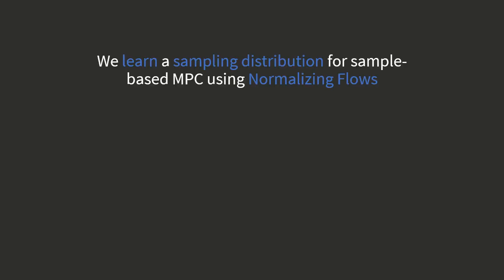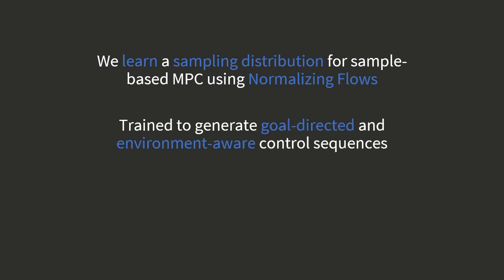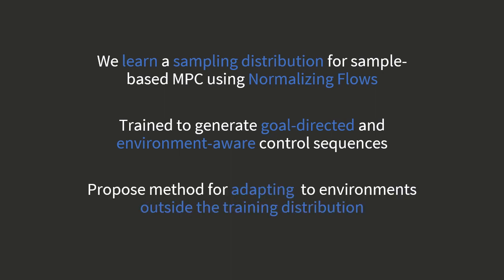We propose learning distributions over control sequences for MPC using normalizing flows. The learned sampling distribution generates goal-directed and obstacle-aware control sequences. We additionally propose an approach for adapting the sampling distribution to novel environments.